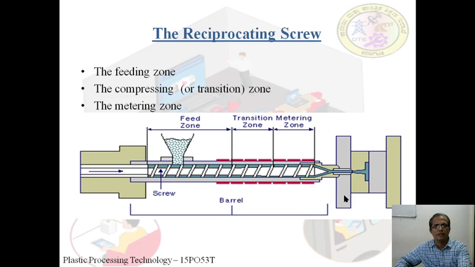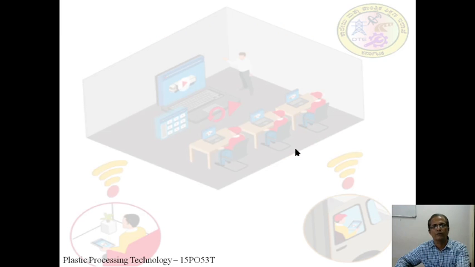Now let me show what the three zones available here are. The first half of the total length, from here to here, is the feed zone. Next comes the transition zone, that is the middle zone, and at the exit end there is the metering zone. So the entire length from the feed end to the exit end is divided into two equal halves: the first half is the feed zone, and the second half is again divided into two, the transition zone and the metering zone.